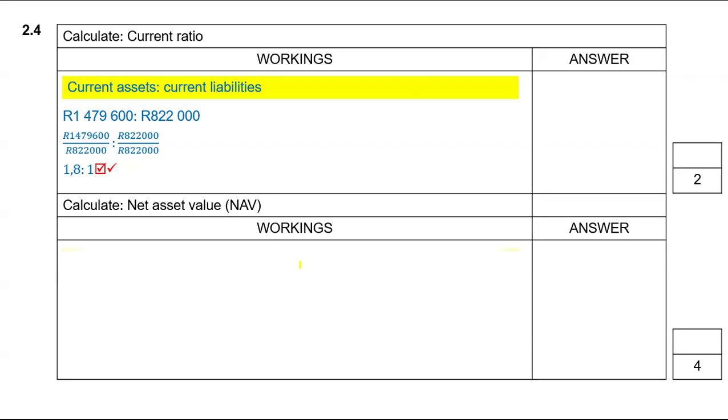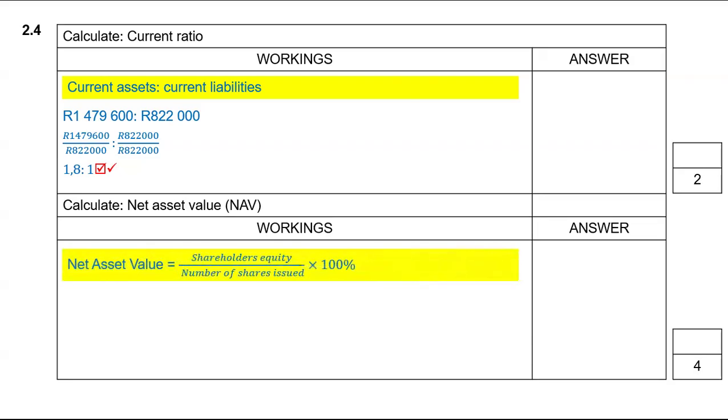So you're going to take your shareholders' equity, which is, remember what is shareholders' equity, guys? Shareholders' equity, it's your ordinary share capital plus your retained income. And then you divide this by the number of shares issued, which we do have. It was 1,370,000. Do you remember it? Yeah. Now we just need shareholders' equity.